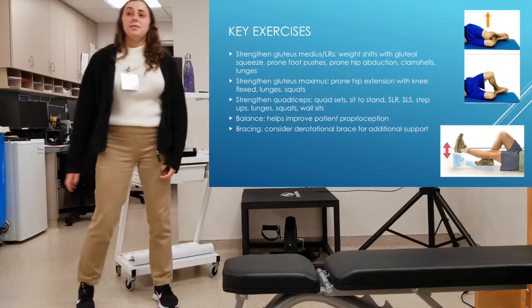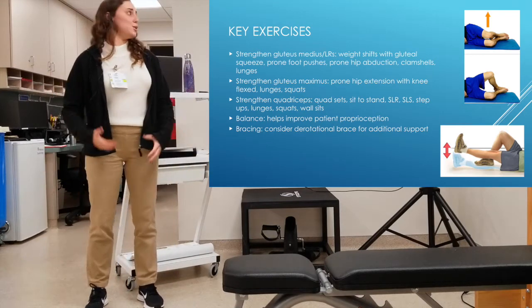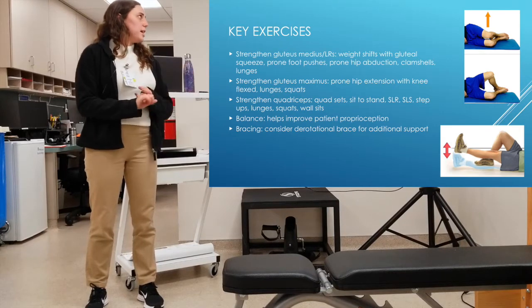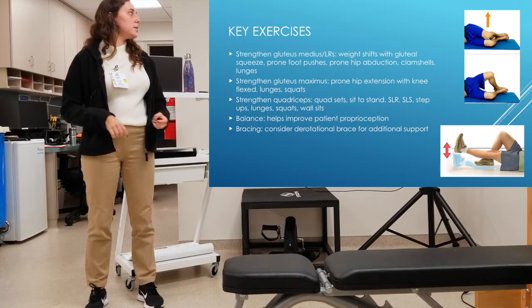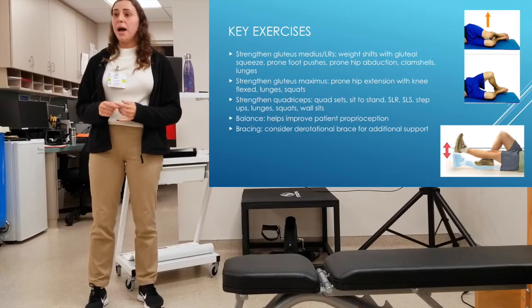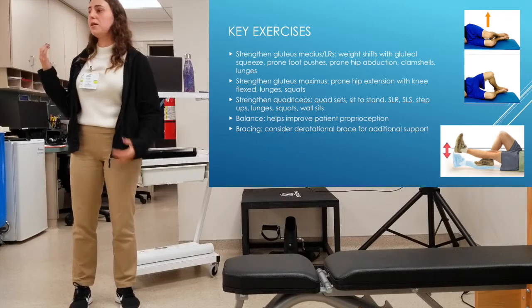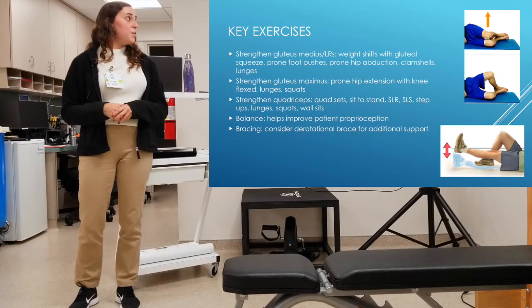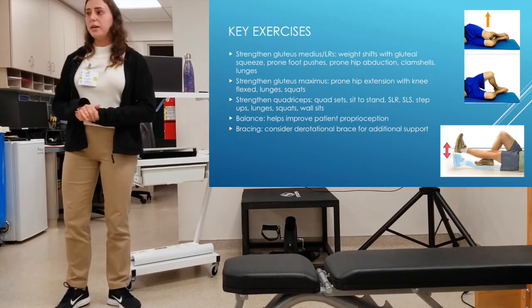So we want to do a lot of strengthening for these patients because if they are truly unstable, we need to get those muscles working better for them. So I've talked about specific exercises, so I'll just run through. You want the glute max, the glute med, the lateral rotators, quads. We can even look at some balance for these patients because if we can get their balance more under control, they'll have more control of their muscles and it'll improve their proprioception. And then we could brace if we really need to, so a derotational brace would give these patients some more support.